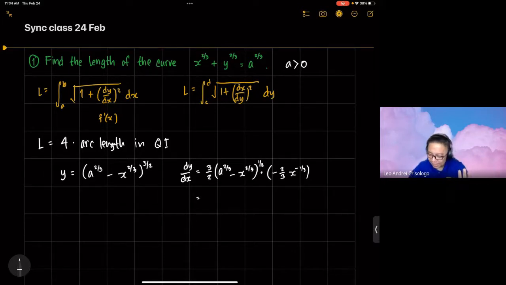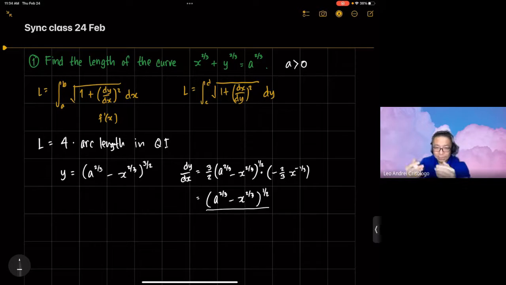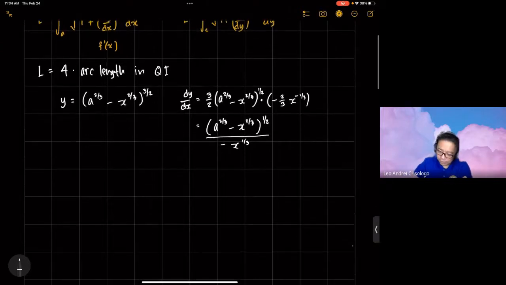So, let's multiply si 3/2 and 2/3. So, magiging 1 sila. Yung x raised to negative 1/3, that will go down to the denominator. So, our numerator will be a raised to 2/3 minus x raised to 2/3. Then, square root or raised to 1/2. Then, divided by, sama ko na yung negative. Negative x raised to 1/3. Tama ba?